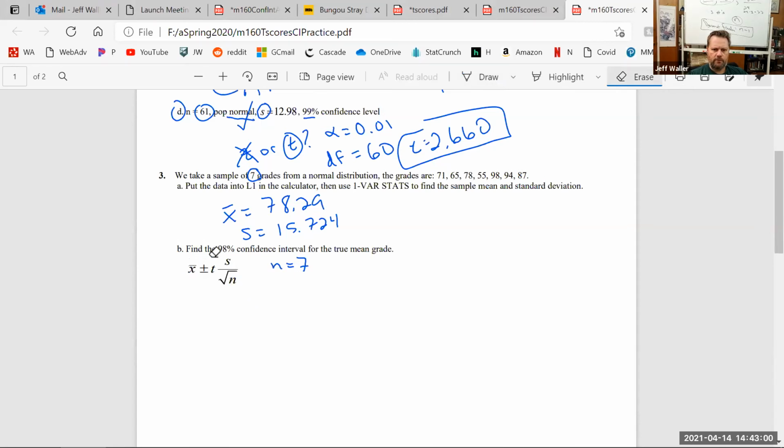We know x bar, we know s, and we know n. We just have to figure out what the t-score is. And I kind of gave this away, but why am I using a t-score? Because there isn't a sigma. Good. We don't know the population standard deviation. We only know the standard deviation from the sample. All right, so take a minute, figure out what the t-score is. You know what alpha is, you know what the degrees of freedom are.